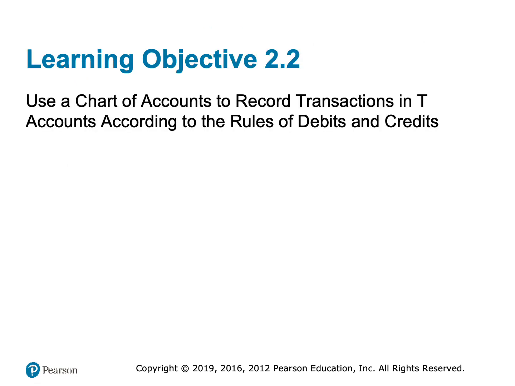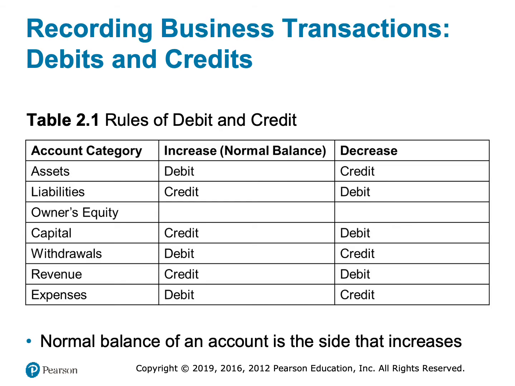So like I said, we're going to learn the rules of debits and credits. We're going to start actually writing journal entries and really get into some real accounting stuff in this video. So the first thing is, we already know what accounts are, and we know our account categories. Now, certain accounts get increased on the left side, on the debit side of the T account, and certain accounts get increased on the right side or the credit side of the T account.